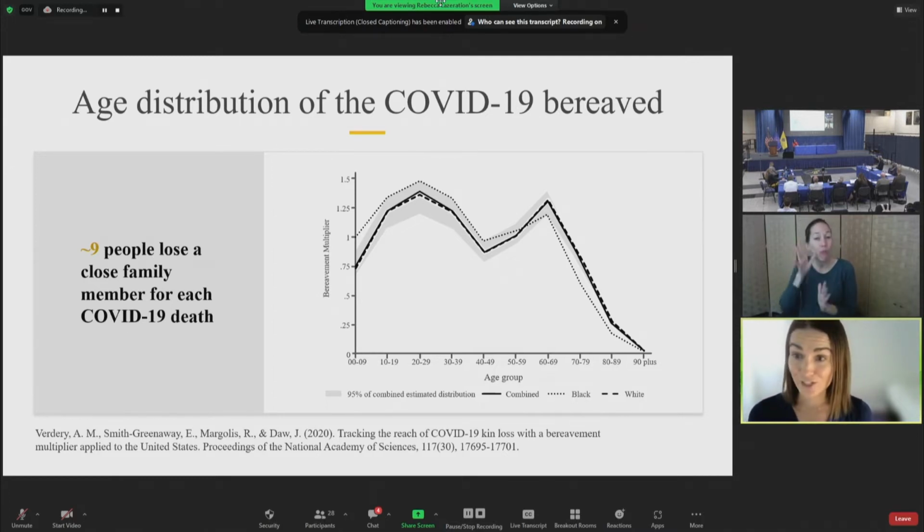So this age distribution that you're looking at very quickly demonstrates that COVID mortality is not only affecting older adults. We see this bimodal distribution where much of the bereavement burden is actually experienced by younger people because they are losing parents and grandparents to COVID-19.